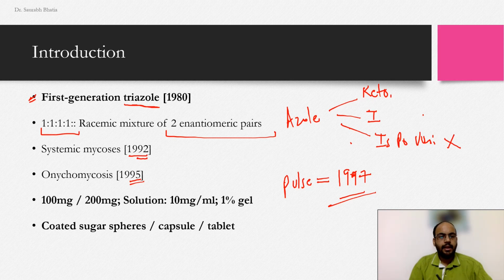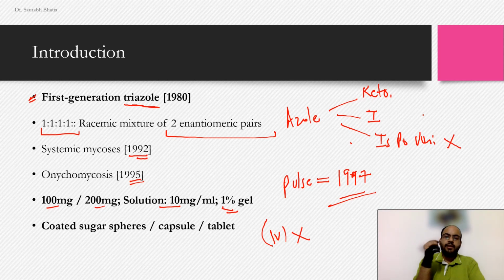It's available as capsules in the form of 100 mg, 200 mg, in solution form as 10 mg per ml, and even as a topical gel 1%. Other formulations are also available. For example, 0.7% gel was used in some of the studies, but majorly it is available as a 1% gel. The IV form was also there initially, but now it has been discontinued. So we have itraconazole as an oral preparation only, and it comes as a capsule, as a tablet, or even sugar coated spheres.